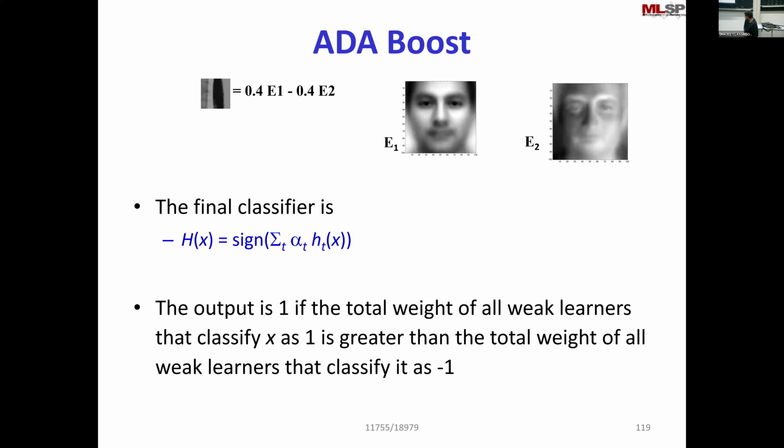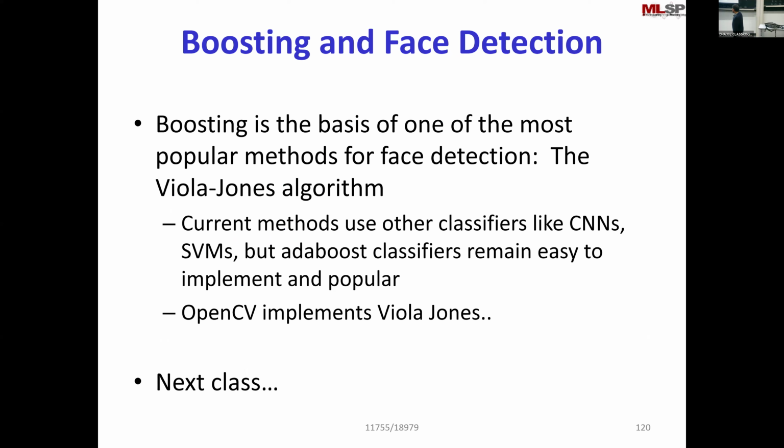And the final classifier, you're going to have a bunch of weak learners, each with its own weight. You just apply a weighted sum and then look at the sum for the output. So that's your final classifier. The output is 1 if the total weight of all the weak learners that classified as 1 is greater than the total weight of all the learners that classified as -1. So this was boosting, AdaBoost.